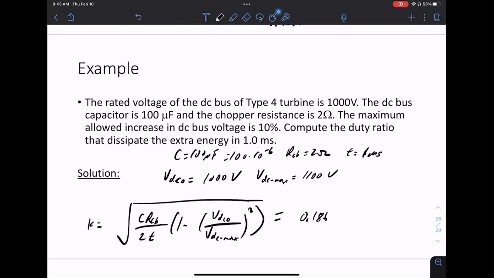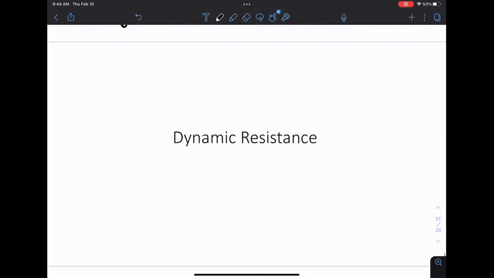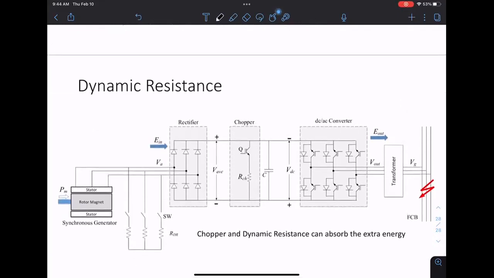Okay, so this is a chopper circuit, right? So this is the one protection we have. The other one we have is again dynamic resistance, which I won't say much about. It's really exactly the same as before. The dynamic resistance hasn't changed since type 1.